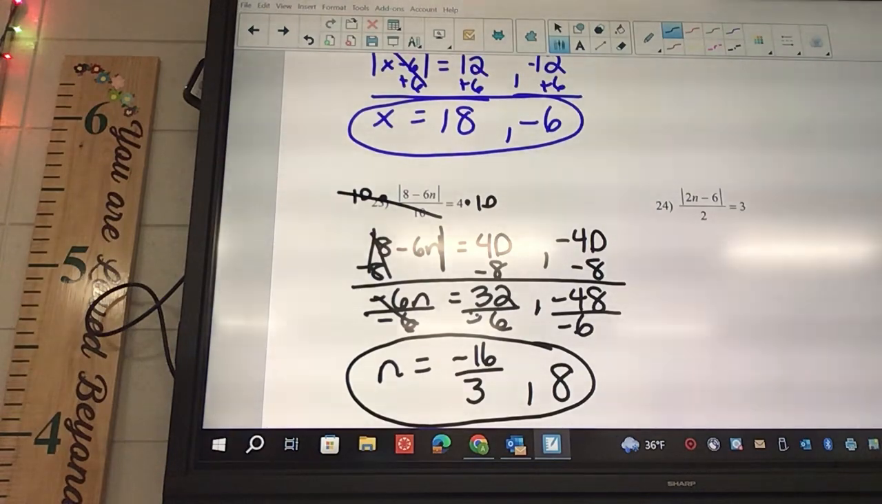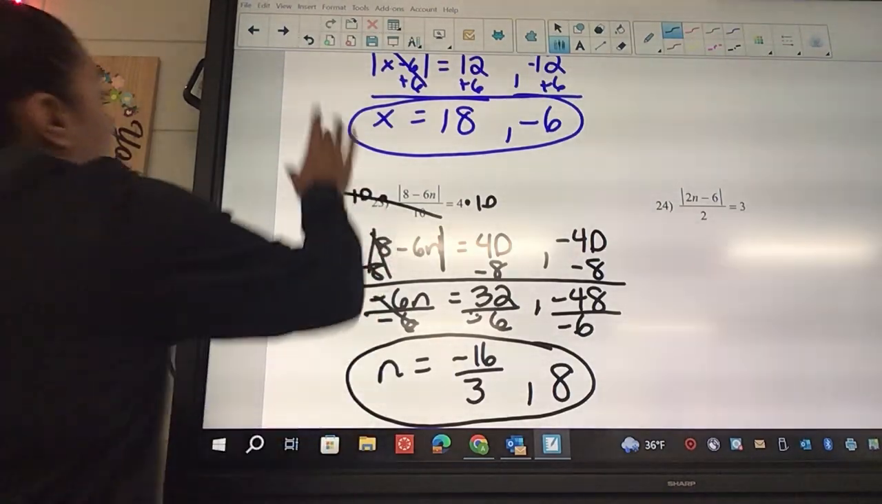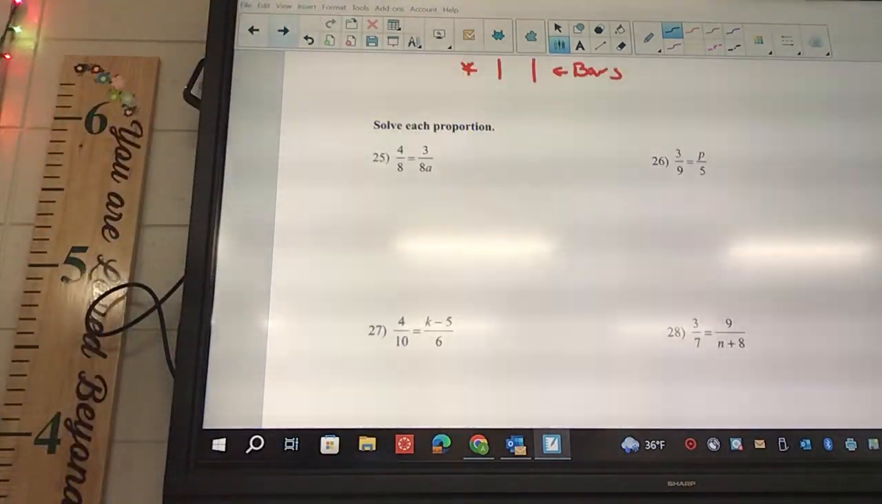We got half of it. We're about halfway, or my half. Some of them go really fast, so it just kind of depends on.